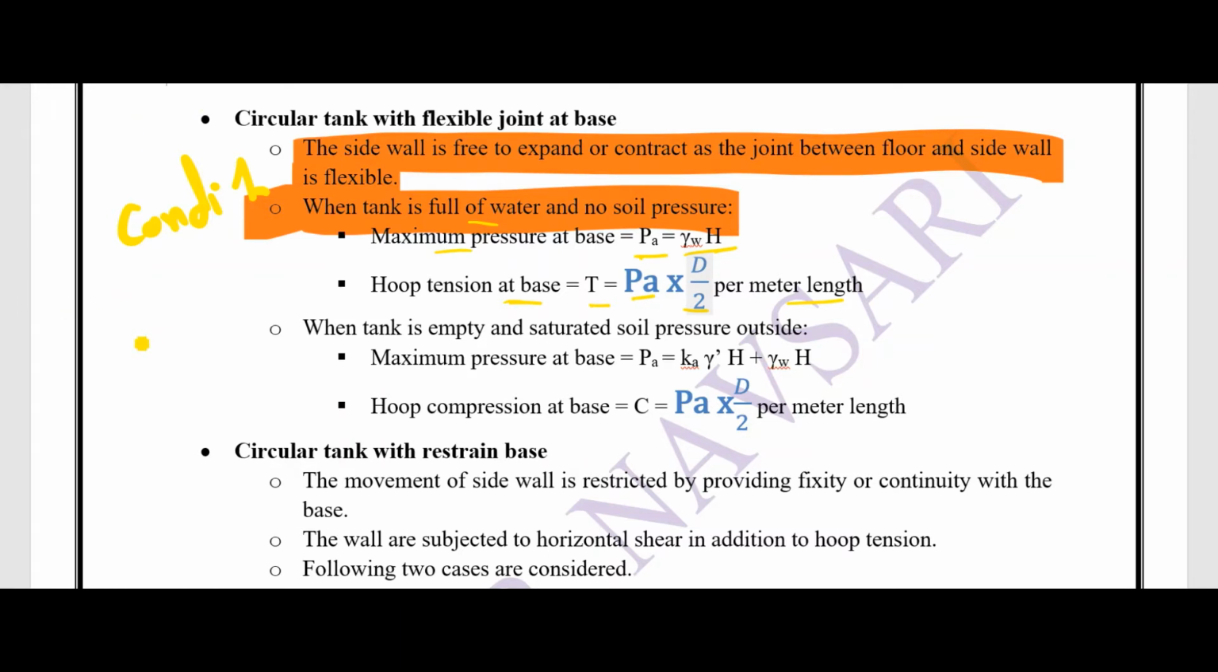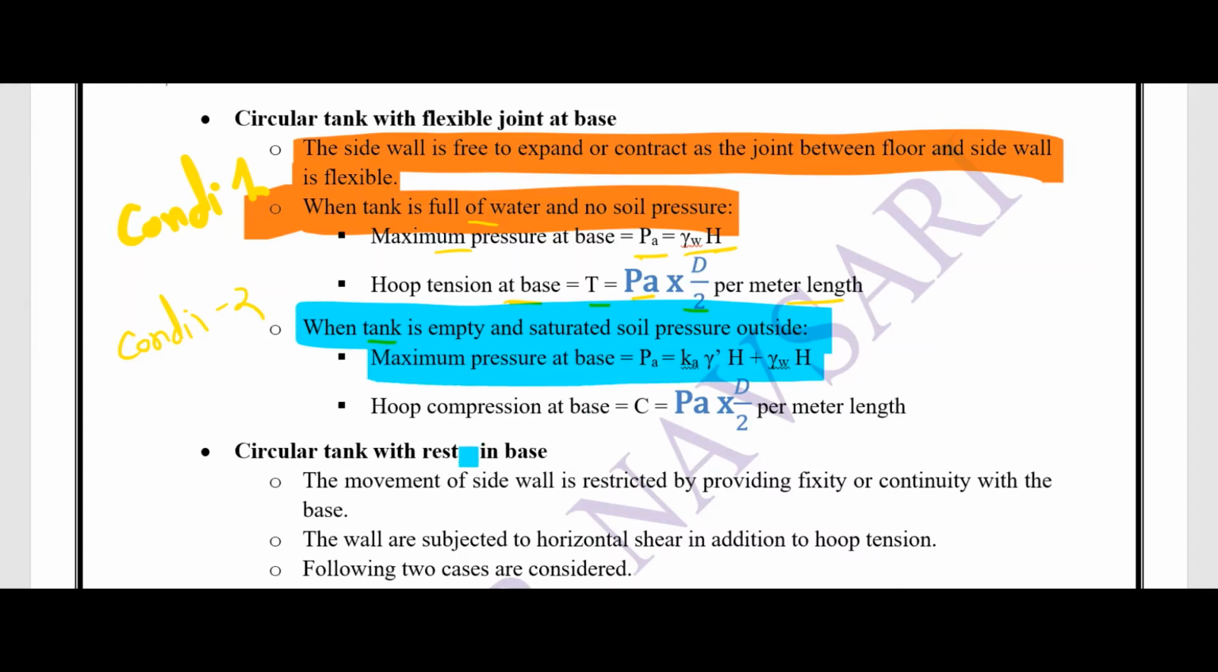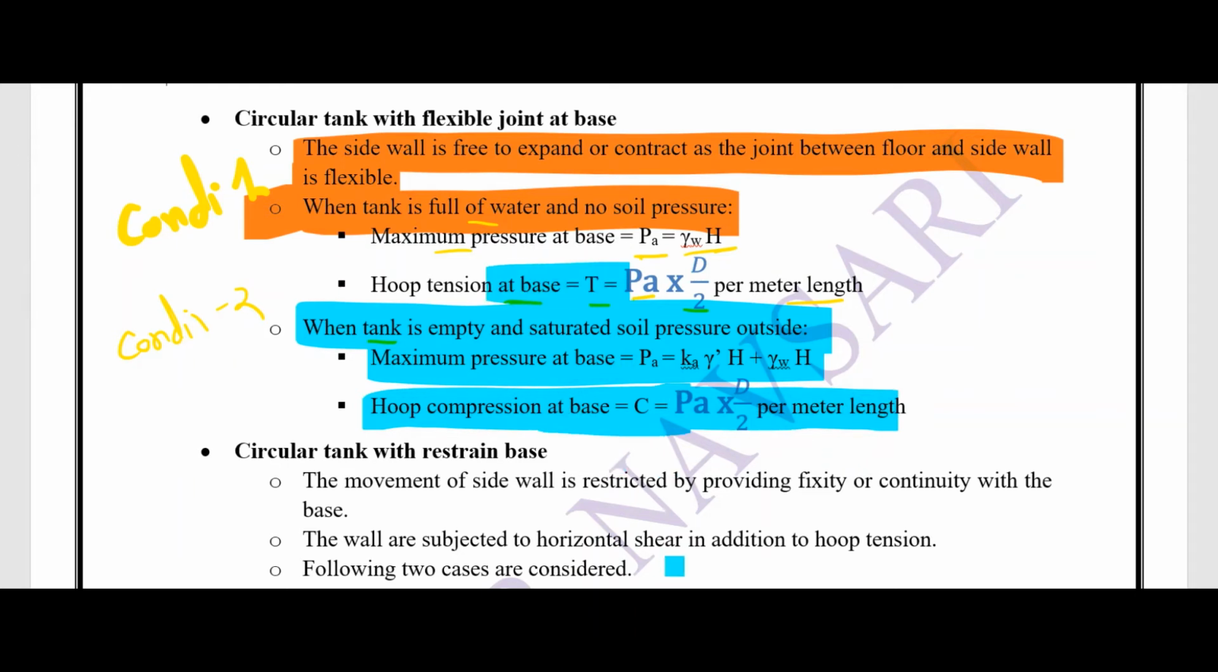For condition 2, when the tank is empty with saturated soil pressure outside, the maximum pressure at the base, PA, is equal to Ka gamma dash into capital H plus gamma W into capital H. So the hoop compression force is equal to PA D by 2. Here is tension and here is compression. So there are two conditions here, but the pressure changes.